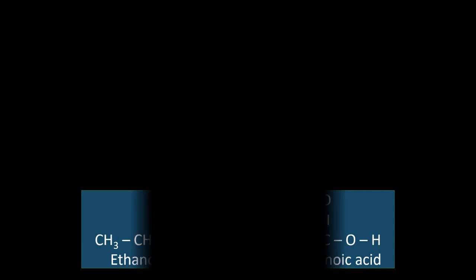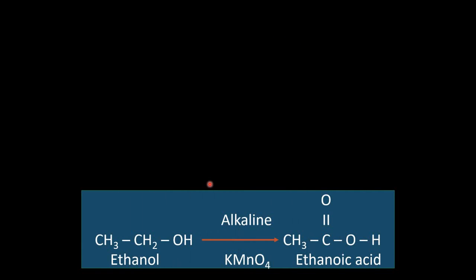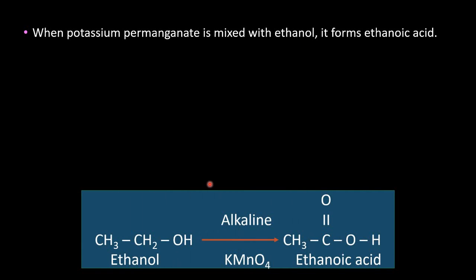We will see an example of oxidation reaction. Here you are seeing conversion of ethanol to ethanoic acid. When potassium permanganate, this is the formula for potassium permanganate, is mixed with ethanol, it forms ethanoic acid.